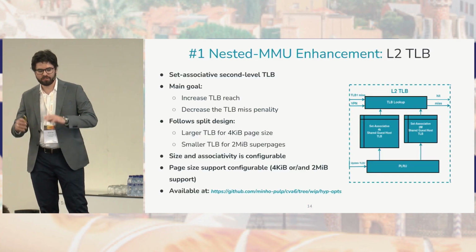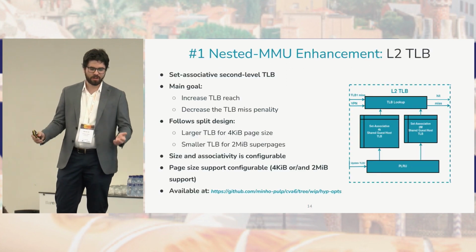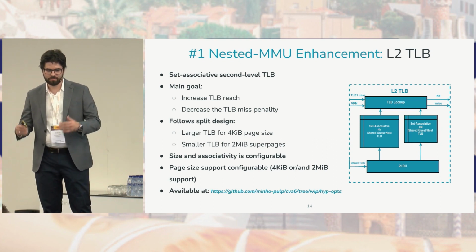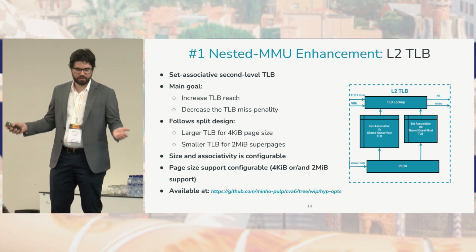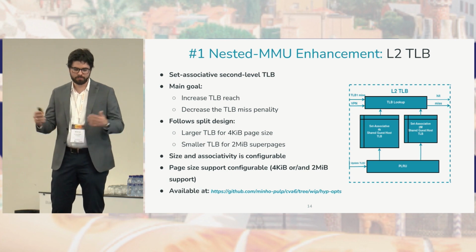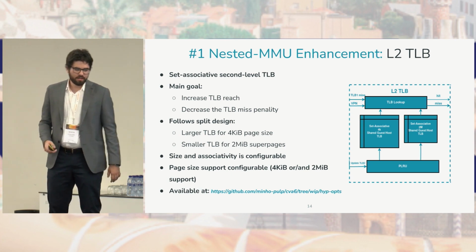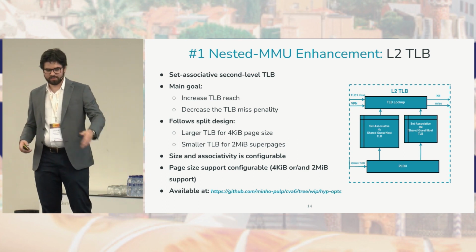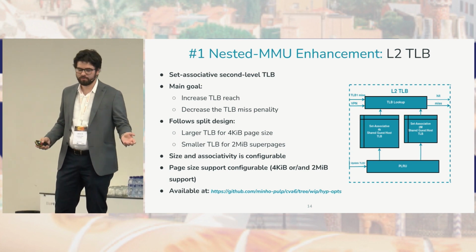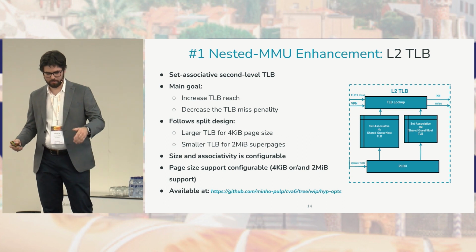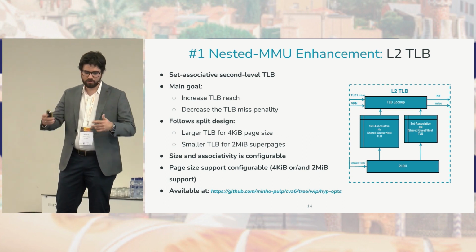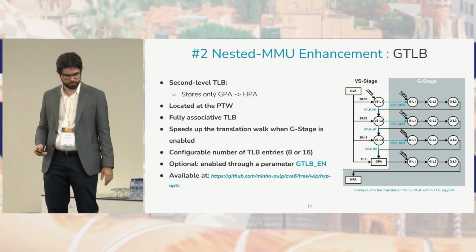So the first optimization that we tried was adding this second level TLB. This is actually very configurable, and our goal was to test several configurations and several parameters. You can find this available online. We support both 4K and 2 mega superpages, or one or the other, or both.